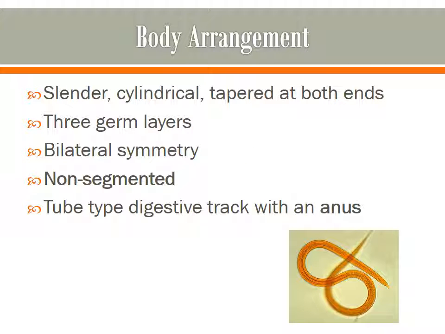Their body arrangement is slender, cylindrical, hence roundworms, and they're tapered at both ends. They have all three germ layers. They have bilateral symmetry. They are not segmented, and that's one of the differences between roundworms and segmented worms, is that roundworms are not segmented. They also have a tube for the digestive tract that has an anus. So yay, we finally have an entrance and an exit, not just one.